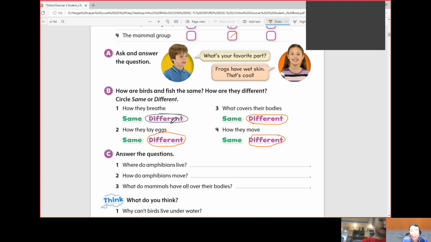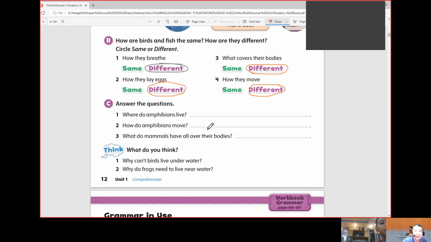So how they breathe, how they lay eggs, how they cover their bodies, and how they move are all different because birds are different from fish. Birds live on land, on top of the trees, while fish live in water. Now, where do amphibians live? They live on land and in water. Very good.